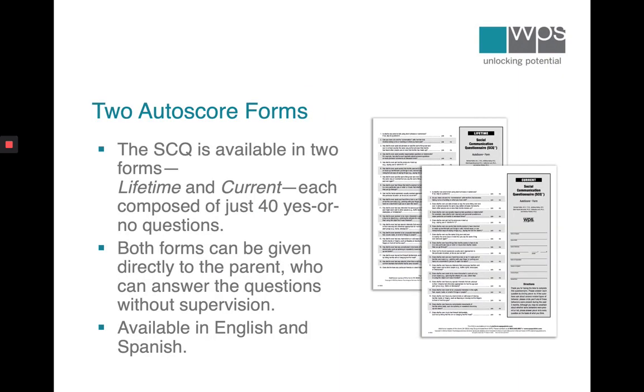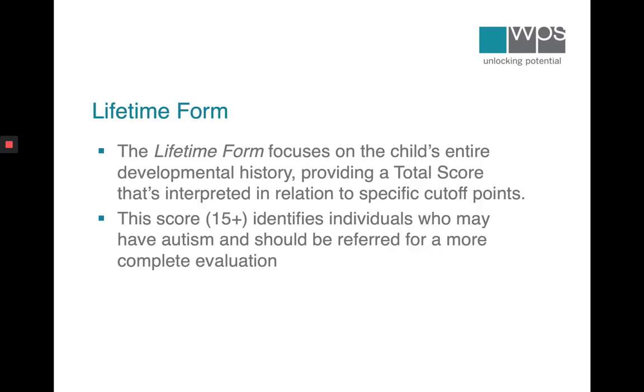The SCQ is available in 2 forms, so make sure you know what you want when ordering. There's a lifetime and a current version. Each has 40 yes or no questions. The SCQ is given directly to the parent, so it's basically a parent checklist. It is available in both English and Spanish.